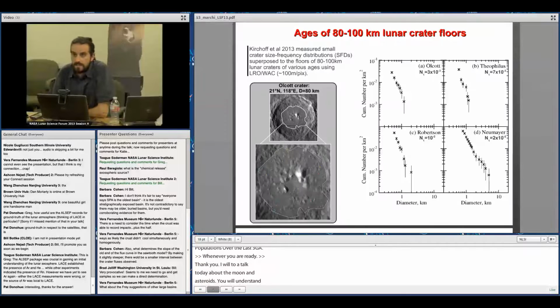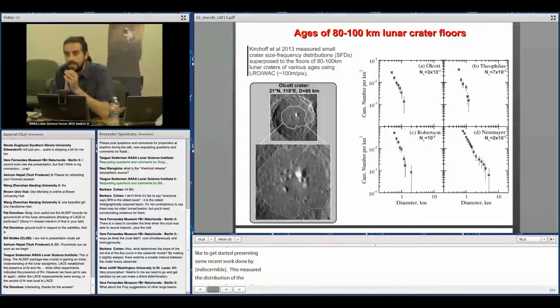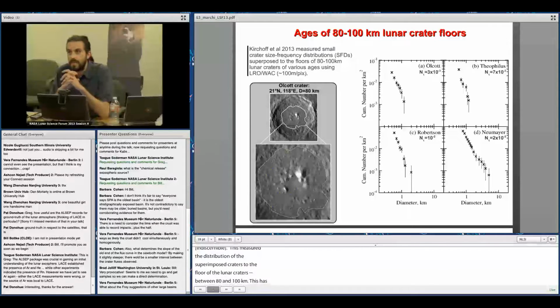So I'd like to get started by presenting some recent work that has been done by Michelle Kirchhoff et al. Basically, she measured the crater size frequency distribution of superposed craters on the floor of large lunar craters. By large, I mean craters in the size range between 80 and 100 kilometers. This has been done using the WAC mosaic at a resolution of 100 meters per pixel, more or less. And here is an example of one such crater, which is called Alcott.